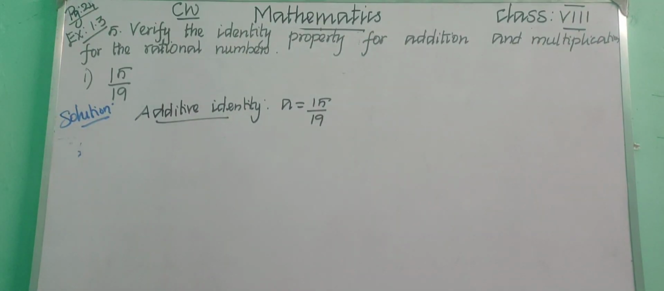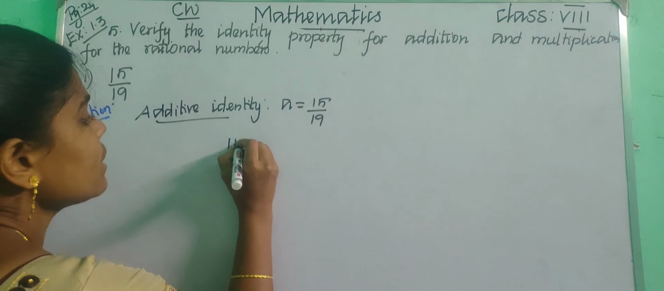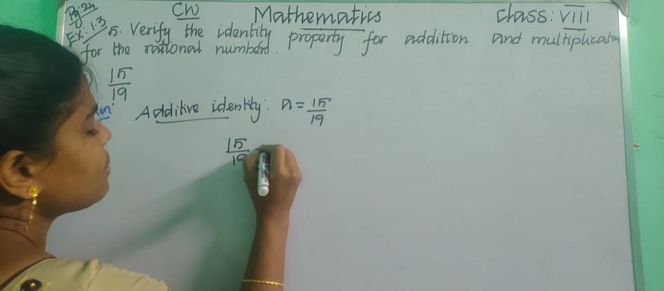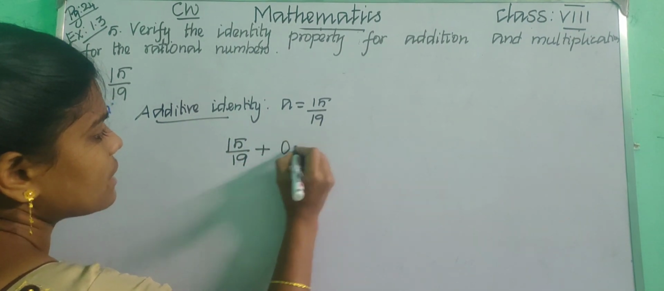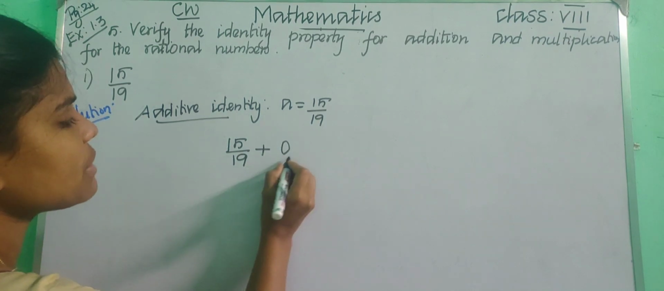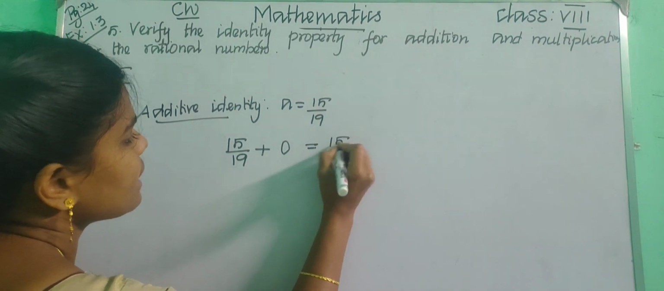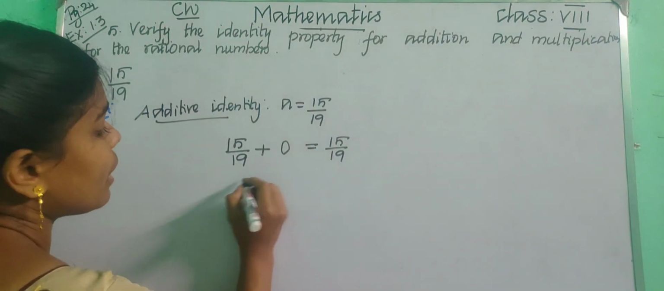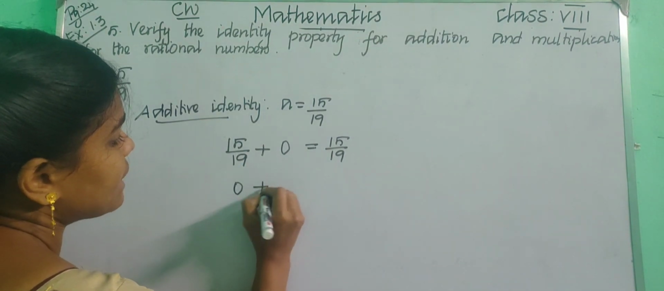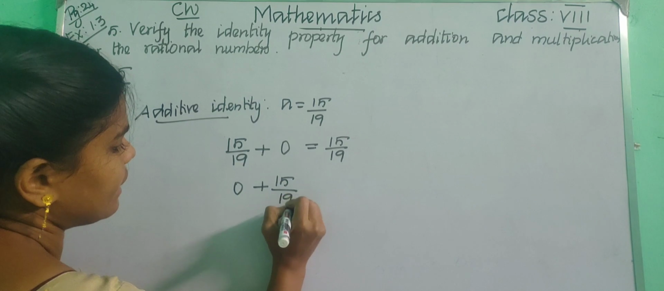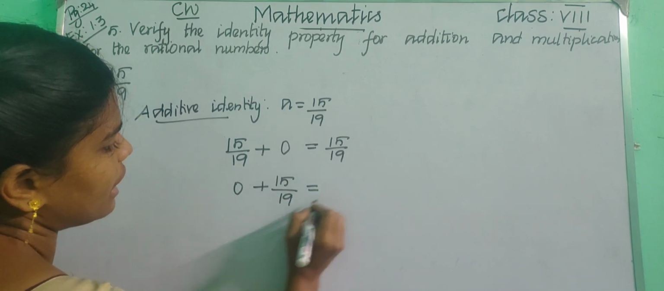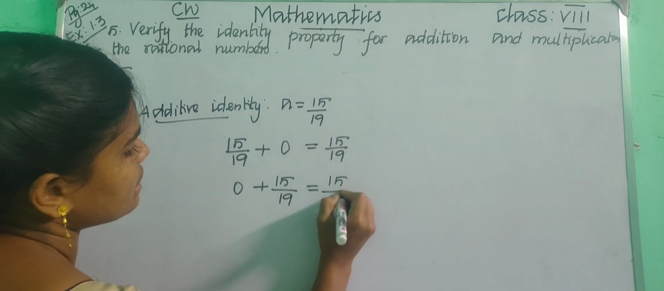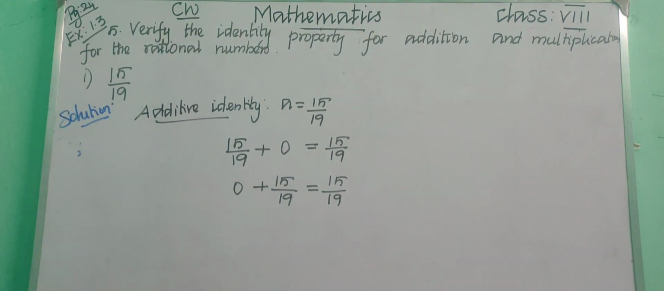Okay children, so what we need to do? We need to add 15 upon 19 plus 0, right? So if you are adding 15 upon 19 plus 0, what will you get? 15 upon 19. The same answer you will get, right? Again, if you are adding 0 plus 15 upon 19, so what will you get? You will get the same answer, 15 upon 19.